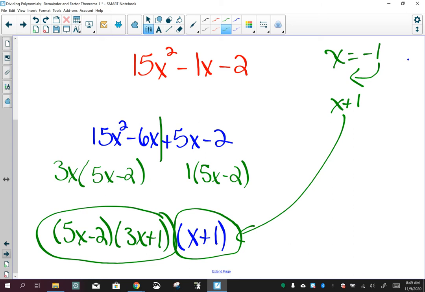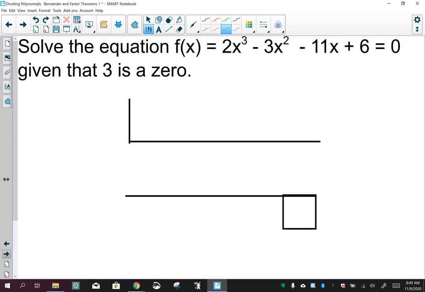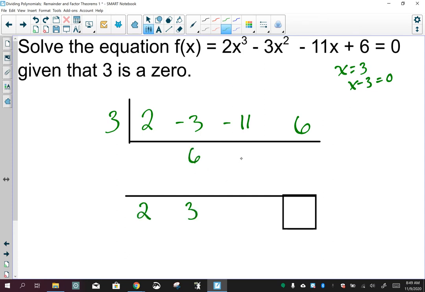Let's try it one more time. Solve the equation of f of x equals blah, given that 3 is a 0. So what it's saying is that x is equal to 3, which means for later on, I have x minus 3 is equal to 0. So that's one of my factors we're hoping. Stick the 3 here. 2, -3, -11, and a 6. So that gives me a 6. That gives me a 3. That gives me a 9. That gives me a -2. That gives me a -6. And that gives me a 0.